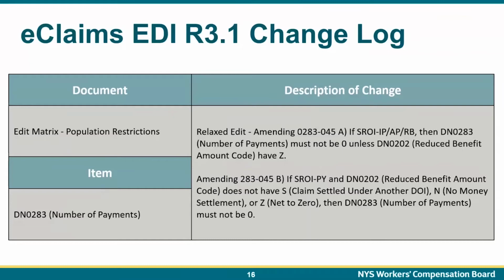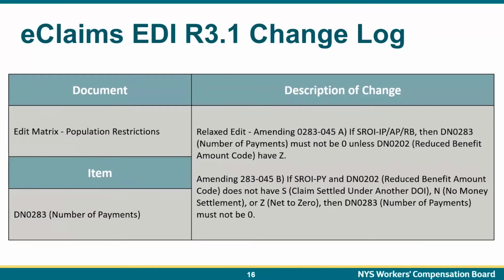eClaims change log number 53 is also related to net to zero, and this is also related to the payment segment. This edit is relaxed based on the number counter, number of payments, and on A, we're adding it to include Z for the IAIABC, and then on edit B, we are relaxing it to add the Z on the PY. We already had it for reduced benefit amount code of S for claims settled under another date of accident, and N for no money settlement, but now we're adding it also if you have net to zero on a PY, no payment segment is required.